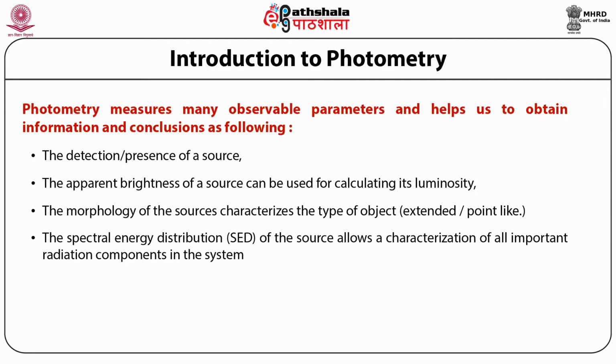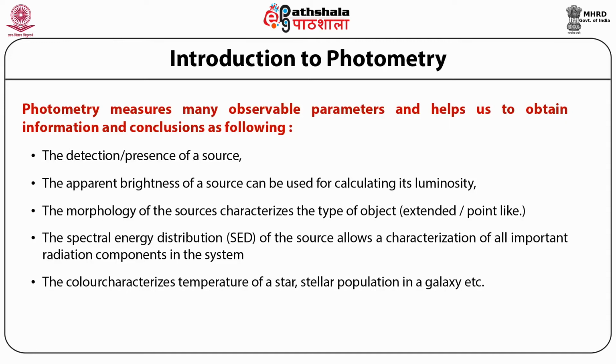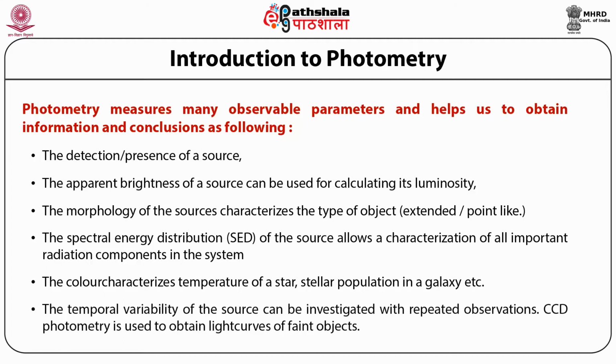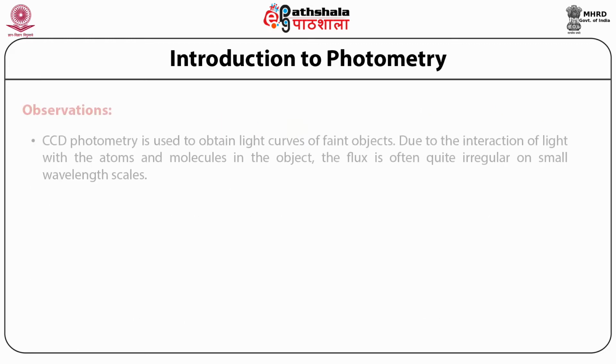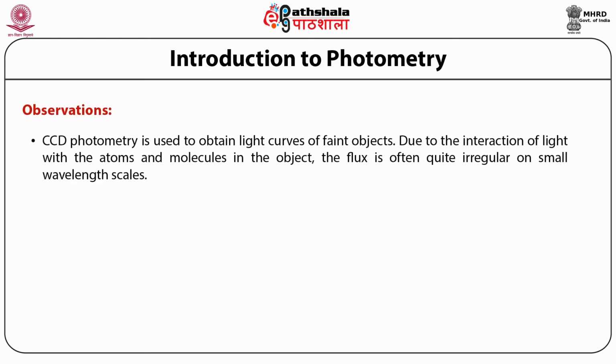components in the system, to see the color and characteristic temperature of a star, the stellar population in a galaxy and others, to see the temporal variability of the source, and see how it can be investigated with many repeated kinds of observations. The CCD photometry is used to obtain the light curves of many faint objects.